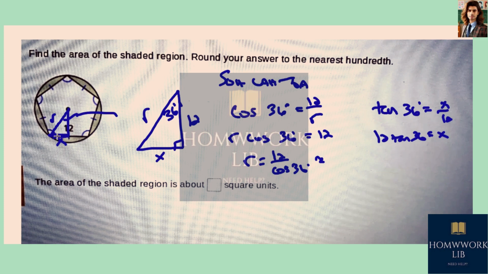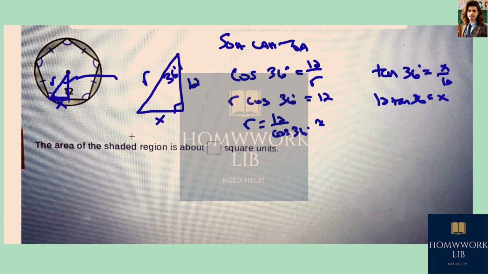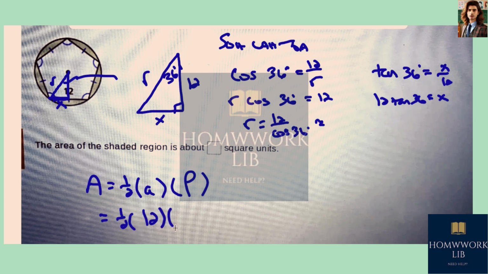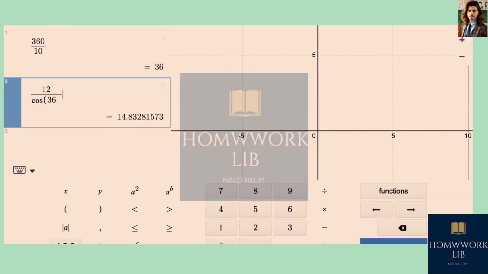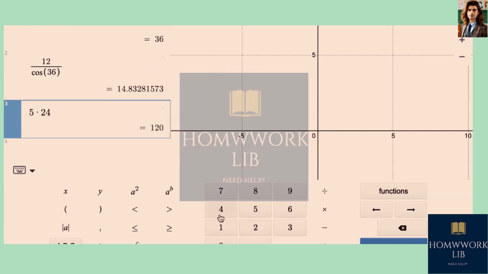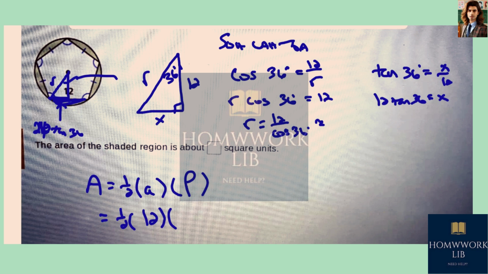Now, let's talk about how you find the area of that pentagon. It's 1/2 times the apothem times the perimeter, where the apothem is 12 and the perimeter, now this piece here is 12 tangent 36. Double it and we get 24 tangent 36 for one full side. Times 5. 5 times 24 is 120. So the perimeter would be 120 times the tangent of 36 degrees.